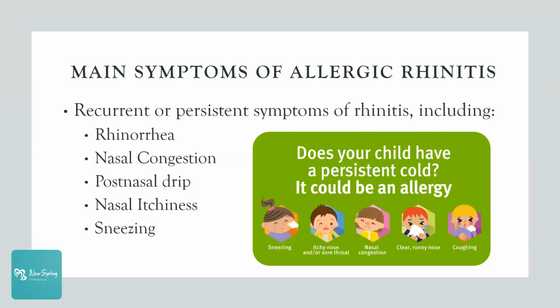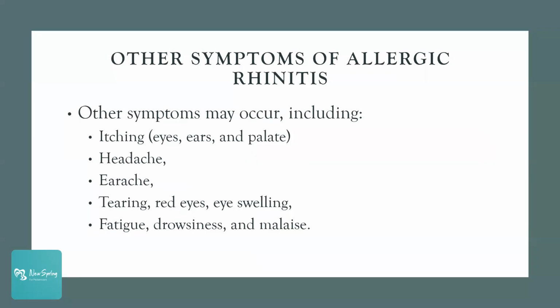So what are the main symptoms of allergic rhinitis? We mentioned them in the beginning of this presentation. We're talking about rhinorrhea, nasal congestion, postnasal drip, which is quite an issue, nasal itchiness, and sneezing. And usually the mother comes and says that the child has a persistent cold or persistent infection that's not going away, and you have to raise the suspicion of allergic rhinitis and discuss this with the parents.